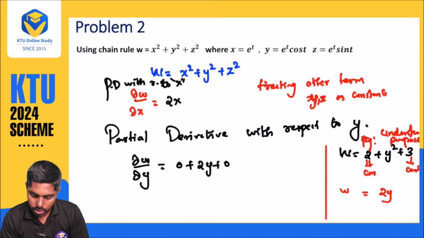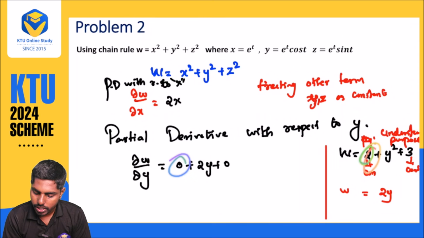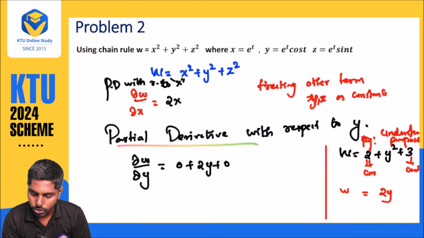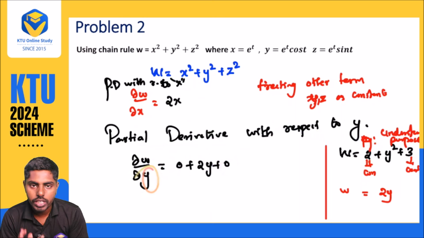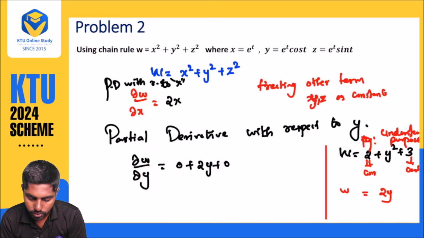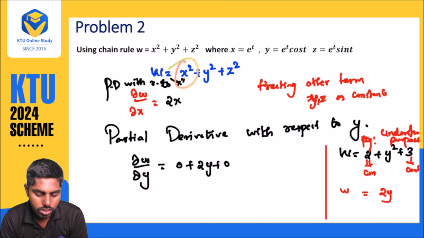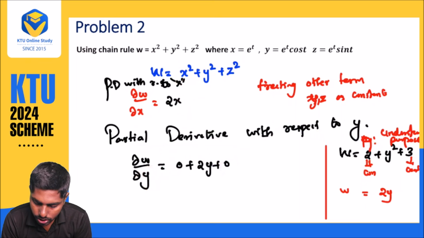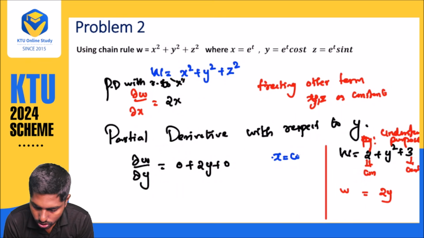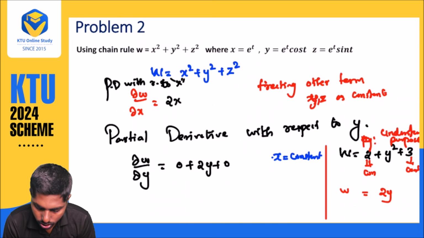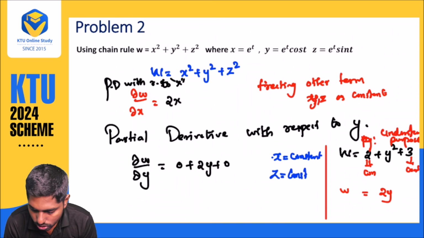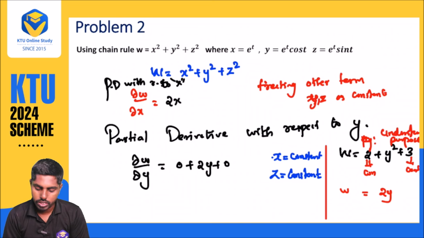See, this is the way you want to treat a constant. So I am writing 0 here and 0 here, because when we take the partial derivative with respect to y, we treat the terms other than y as constant values. That means x is constant and z is also constant.